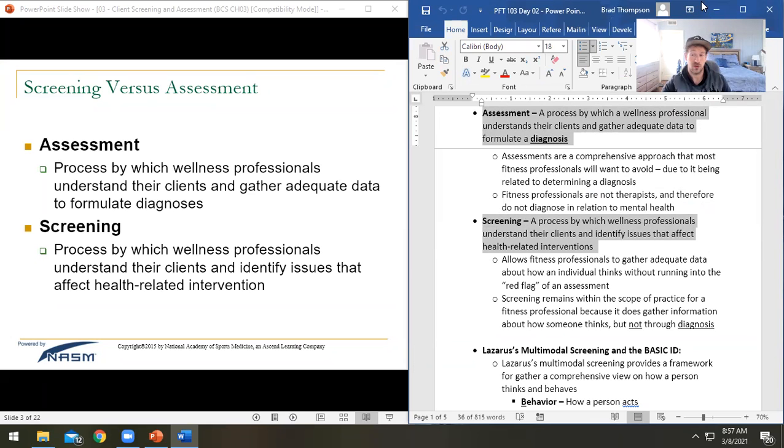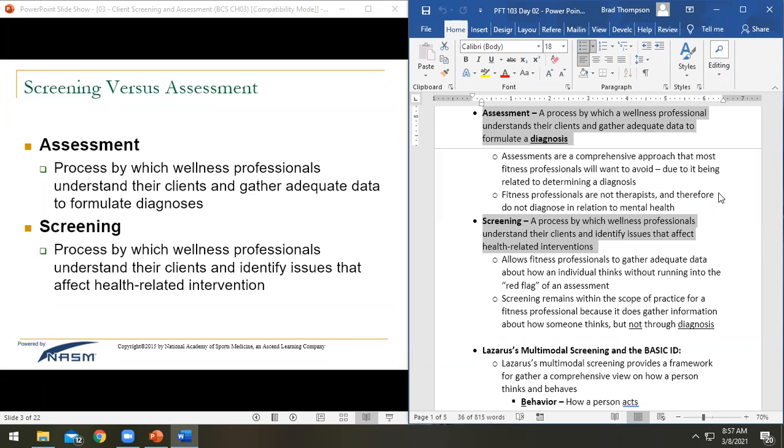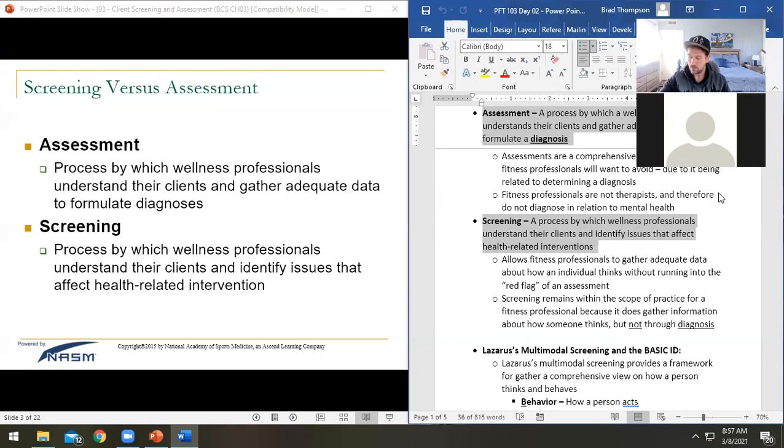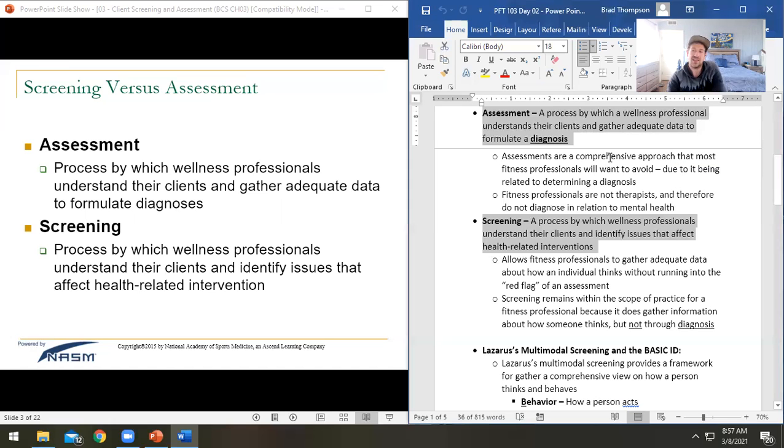For those of you who have been through our nutrition module, this should sound familiar, the answer to what I'm looking for here. What do you guys think? Is it their diet? Not quite, but I like where your head's at. Why would I say that there's something wrong with us doing an assessment? Remember your scope of practice.